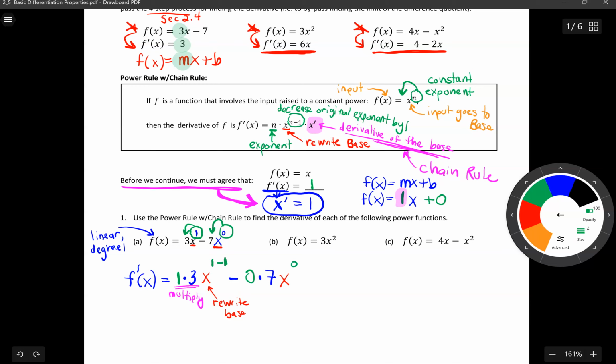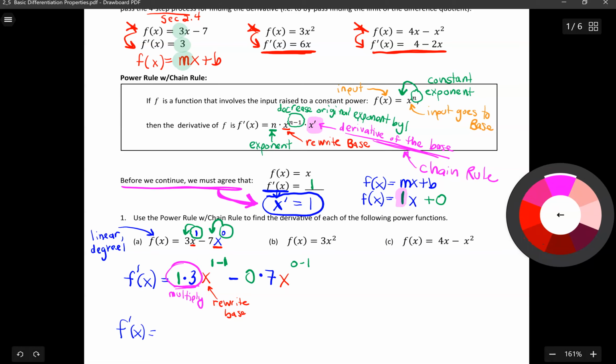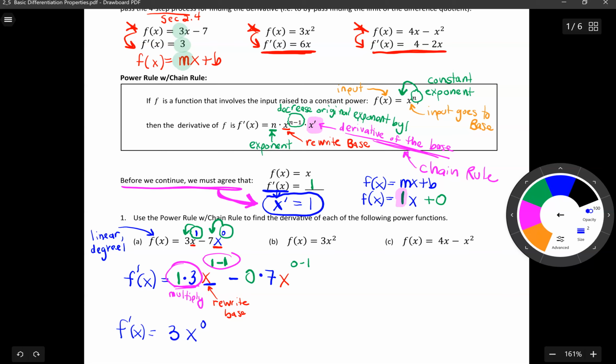Oh man, this is just ugly. But let's clean it up and let's see what we get when we clean all this up. Okay, here we go. 1 times 3. So now when I'm cleaning this up, I'm going to multiply these together. 1 times 3 is just 3. Then my base was an x. And then 1 minus 1 would be an exponent of 0.